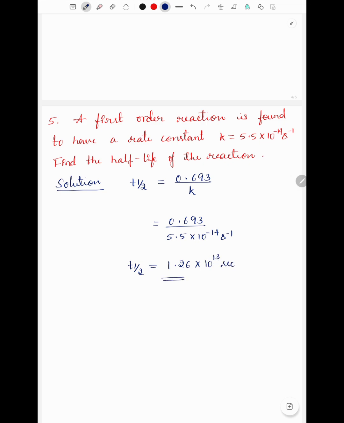Okay, these are the numericals in chemical kinetics. We need to solve some other numericals that you can watch in the next videos. Hope you understood these 5 numericals. If you have any doubts, please write them down in the comment box.